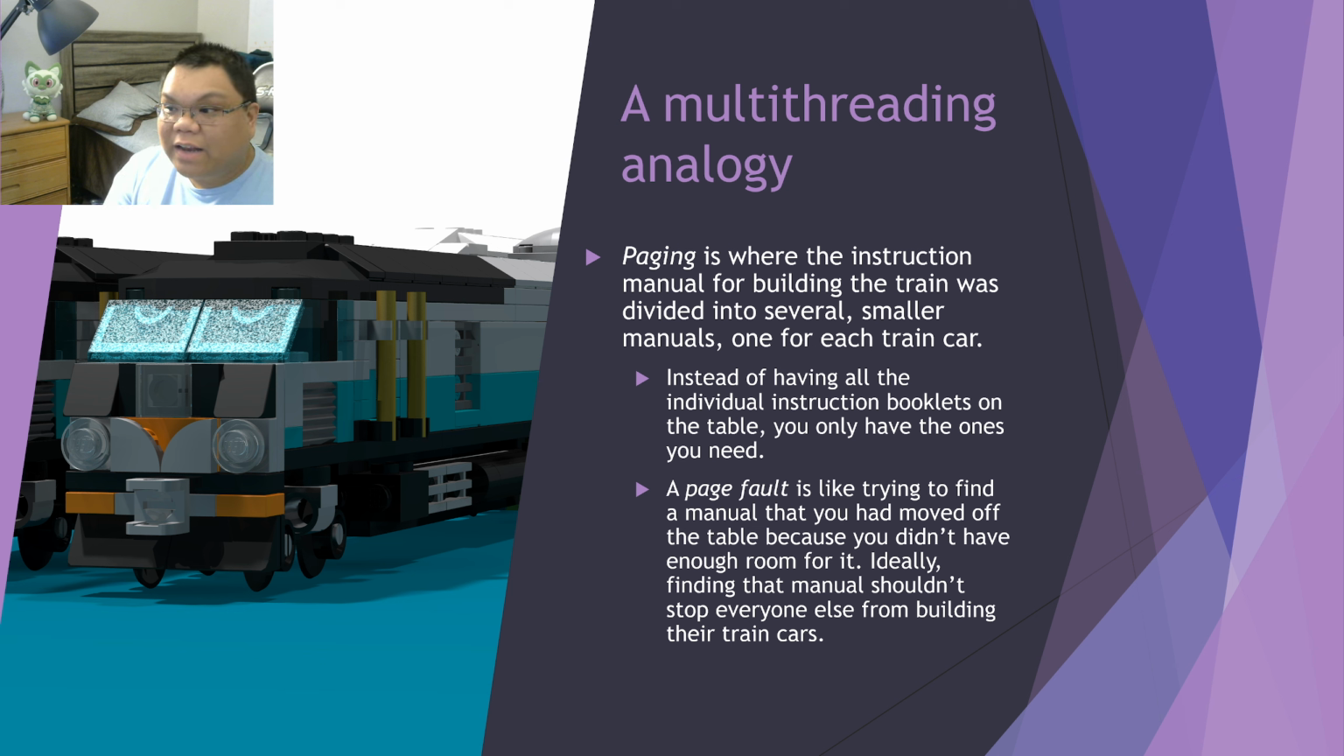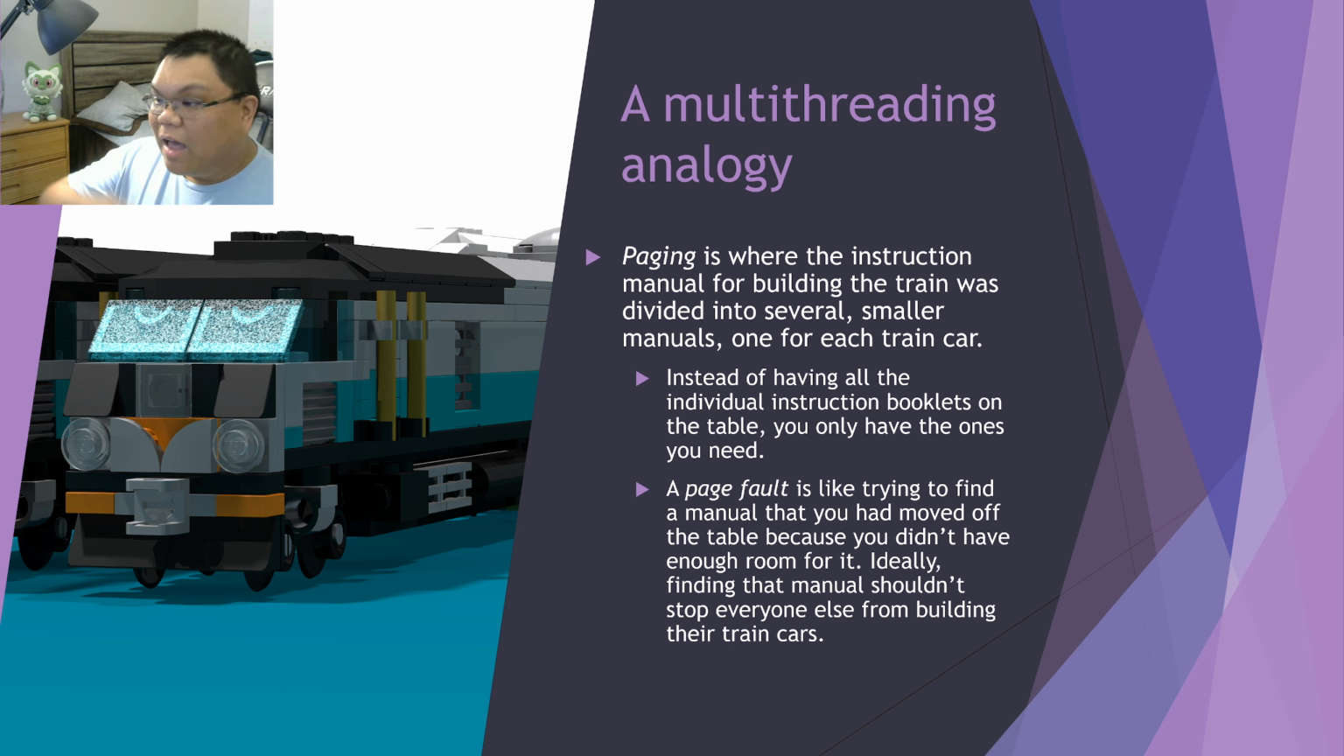So, what is paging in this analogy? As you build this big train, you might have a big pile of instruction manuals. Paging is where we have the instruction manuals, but we don't have room for all of them, so you have to move them off the table. If we need to build a specific train car, there's a separate instruction booklet to build the boxcar, there's a separate instruction booklet to build the tanker car, there's a separate instruction booklet to build the caboose. Paging is where you only have the instruction manuals you need. And a page fault is you just moved off the table the instruction manual you need, and you have to go find it. Ideally, when you have this page fault, it shouldn't stop everyone from what they're doing, just so you can find that one manual. Unless you really lost it.